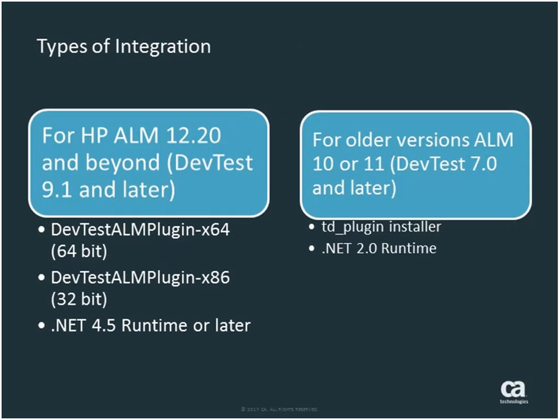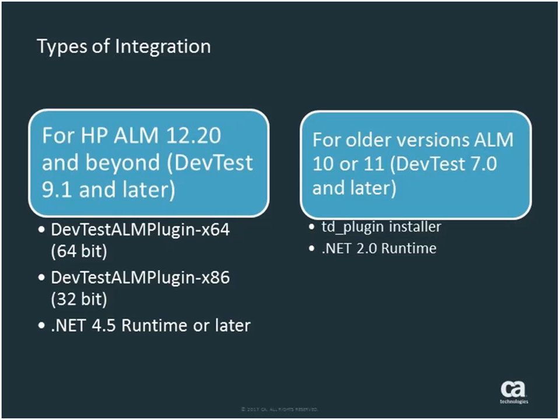So let's get into the types of integration. For HP ALM 12.2 and beyond, we support DevTest 9.1 and later. We have 3 plugins. First, the DevTest ALM plugin 64-bit. Then the DevTest ALM plugin 32-bit, for which we need the .NET 4.5 runtime or later. And if you have an older version of ALM and older versions of DevTest, I'm sure you're familiar with the TD plugin, which we used to do the integration earlier, and the minimum requirement for that is a .NET 2.0 runtime.